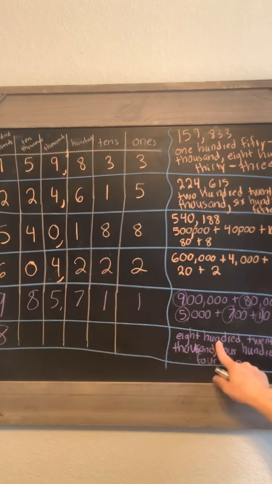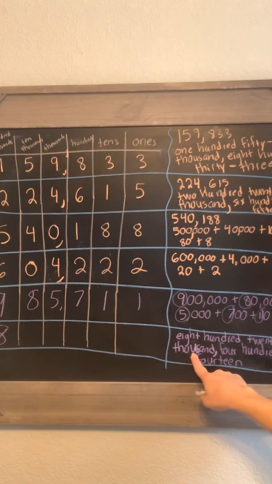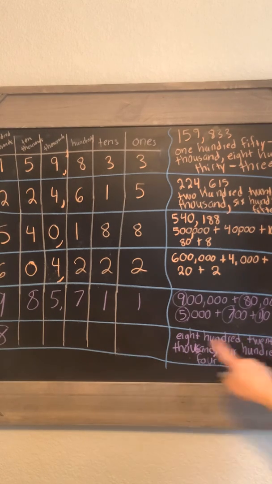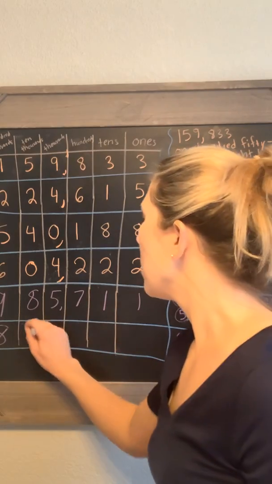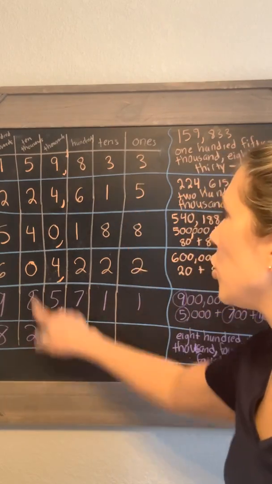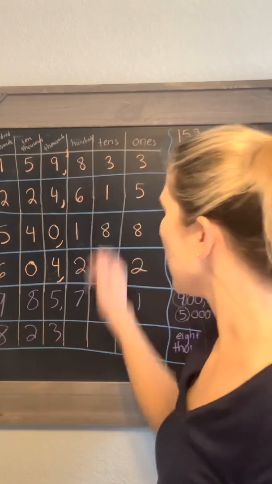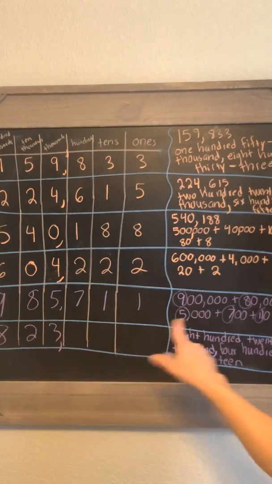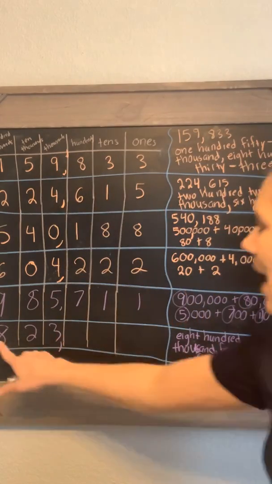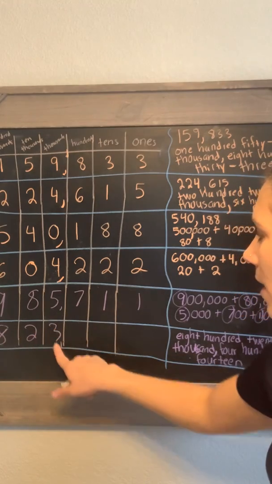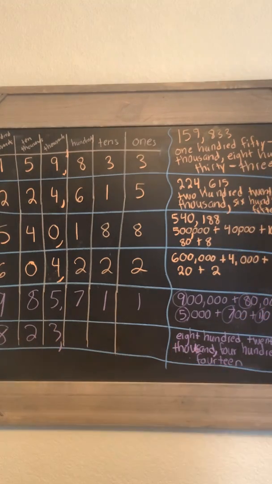There's my 800. And then it says 23,000. So write 23. 23 is 2 10,000s and 3 thousands. Okay? 823,000. Good so far? Now we're going to look at what comes after the comma.